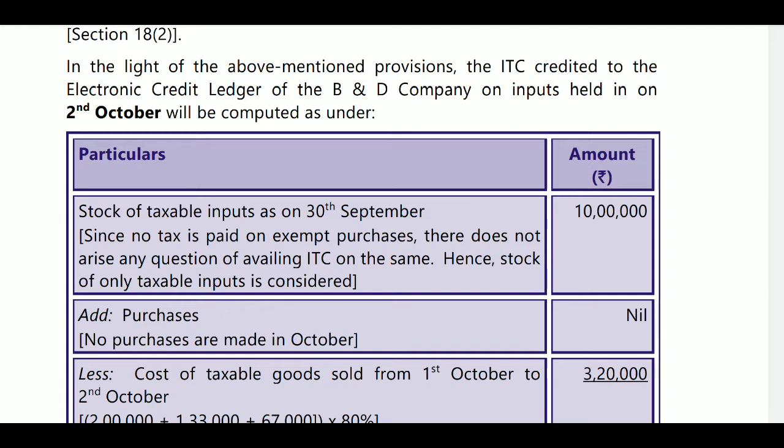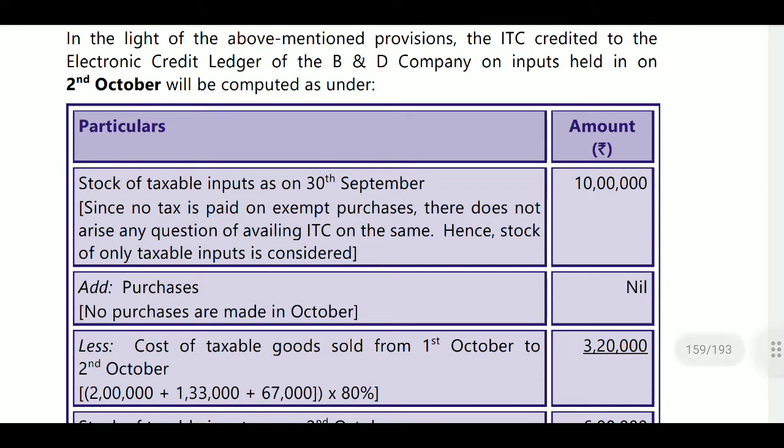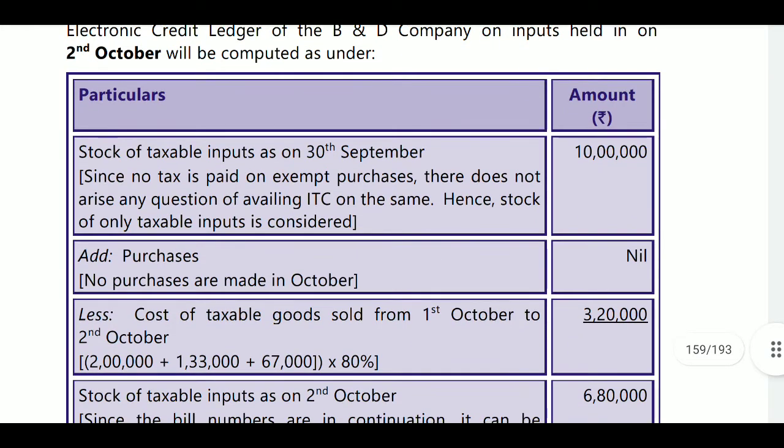Thus, since no tax is paid on exempted purchases, there does not arise any question of availing ITC on the same. Hence, stock of only taxable inputs is considered, 10 lakhs. Next, add the purchases if any made in October. Next, less cost of goods sold from October 1 to 2nd October. Two days' cost of goods will be reduced, but here we will consider only the cost value, that is 80% will be considered, 20% is not considered.